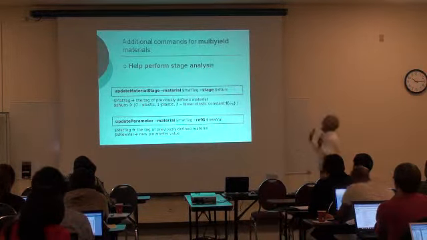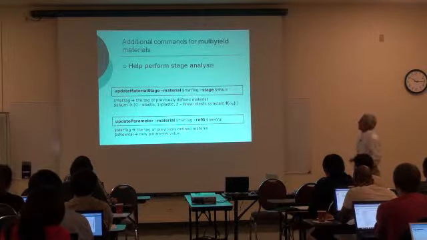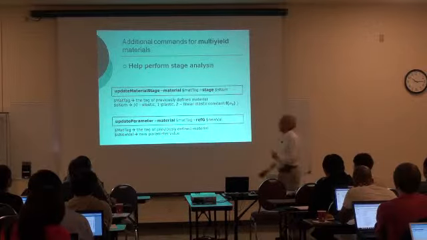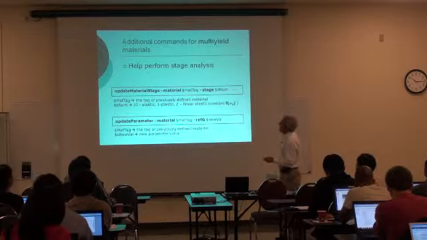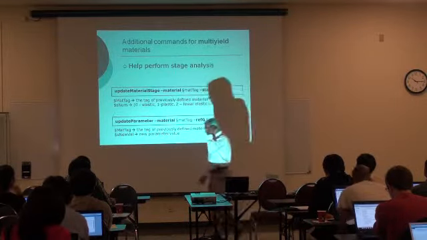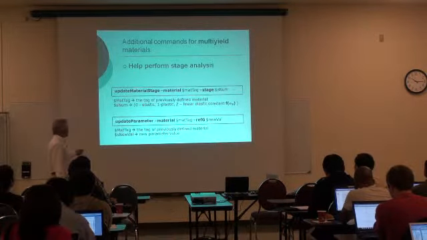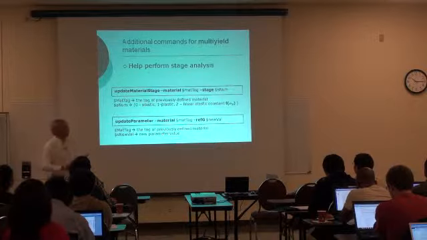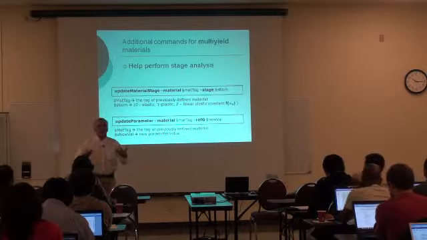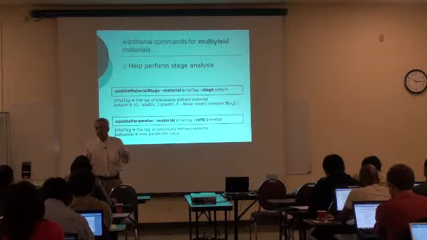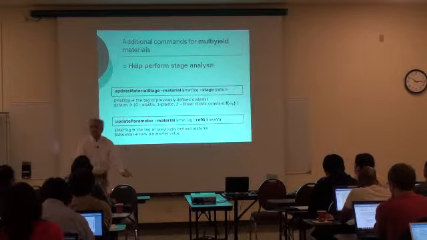Now, some additional commands that are commonly used for the multi-yield materials. One is called the update material stage. These parameters are useful for the analysis. What they do is allow you to do an elastic step analysis in order to generate maybe the effect of gravity. When you develop a model, you will have a mesh, and you would like to have the initial state of stress.